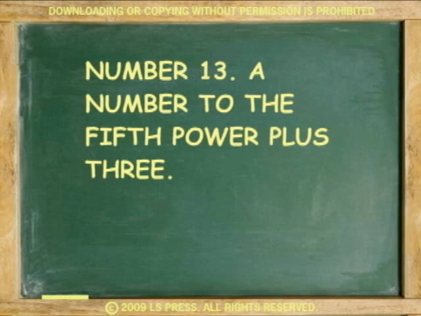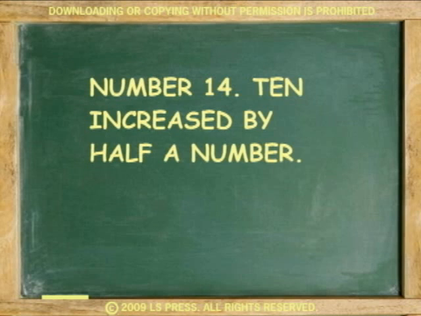Number 13. A number to the 5th power plus 3. The phrase a number would be just x. To the 5th power, the exponent is 5. Then add 3. Number 14. 10 increased by half a number. Increase means addition. When we say half, we split in 2, or 10 plus x divided by 2.